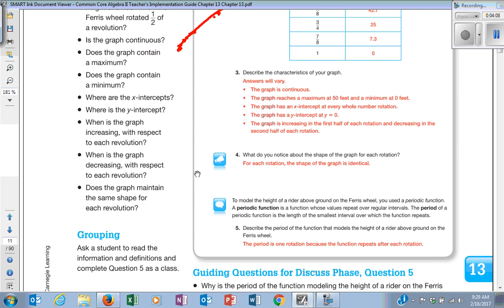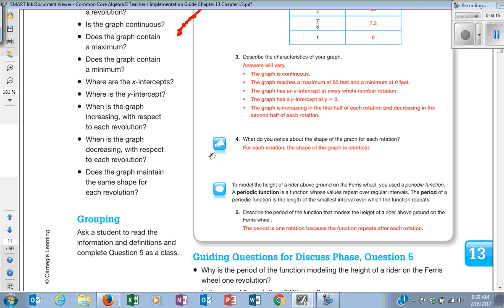The graph reaches a maximum at 50 and a minimum at 0 feet. Remember, maybe we have a little hole cut out. The graph has x-intercepts at every full rotation. That means that it's going back down to the ground. The graph has a y-intercept at y equaling 0.